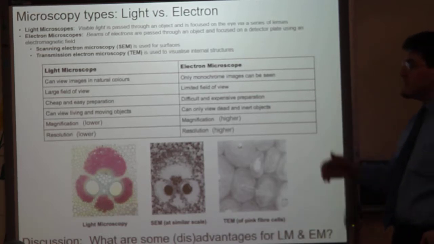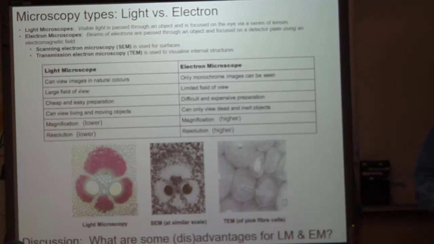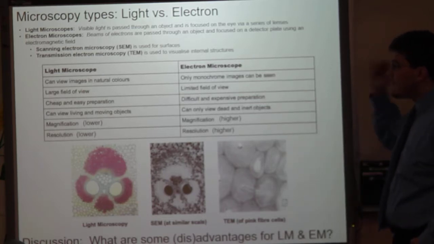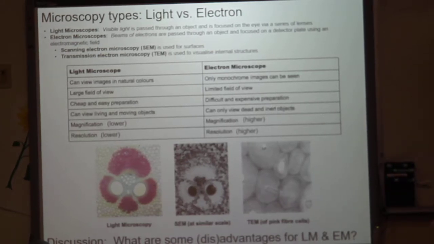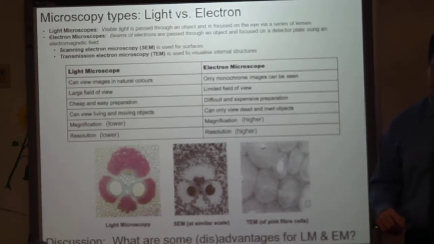Light microscopes are cheap and easy in your preparation. Electron microscopes are very difficult to prepare, and they are extraordinarily expensive. You can view living and moving objects with light microscopes, and electron microscopes, you can only view dead and inert objects. Light microscopes, your magnification will be lower, and your resolution will be lower. Electron microscopes, your magnification will be greater, and your resolution will be greater.